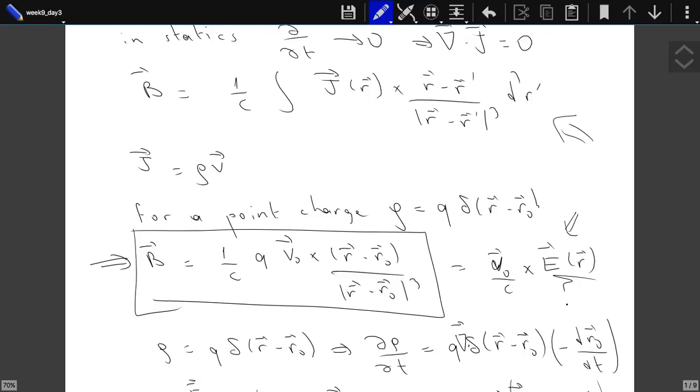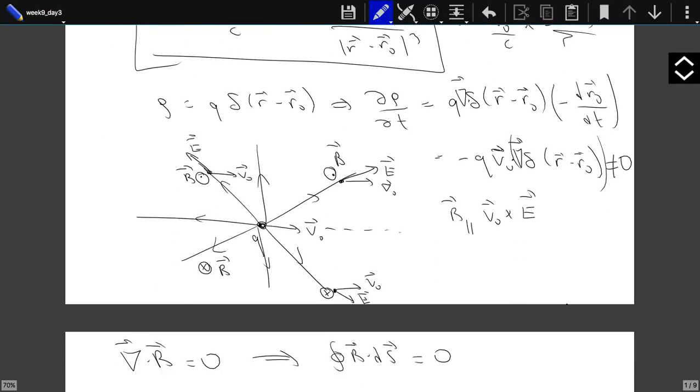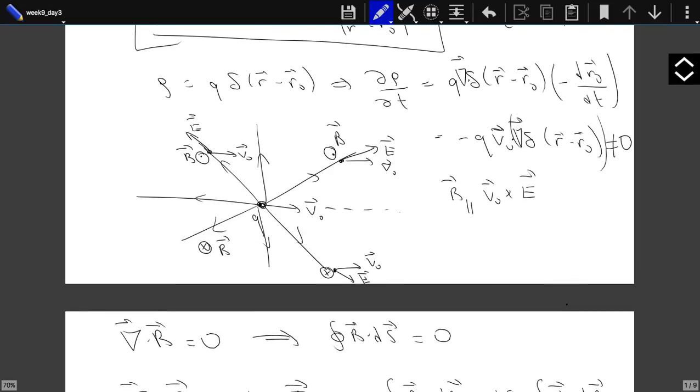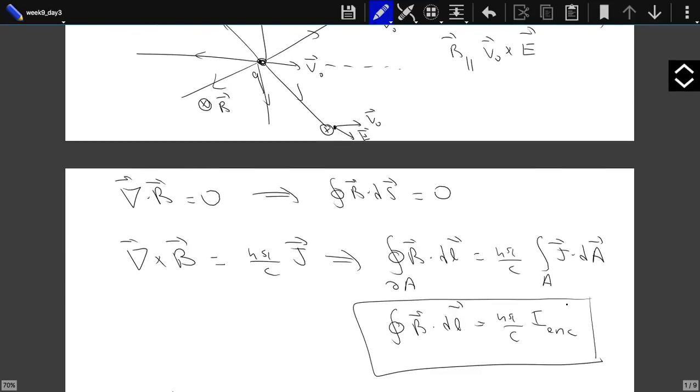And if the charge is moving slowly, then this is the magnetic induction it creates. It will be just circles around the velocity of the particle. So if you have a particle moving towards the right, in that case, the magnetic induction will be towards you in the upper part and away into the screen in the lower part.